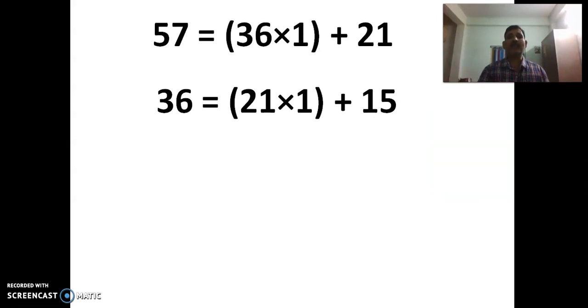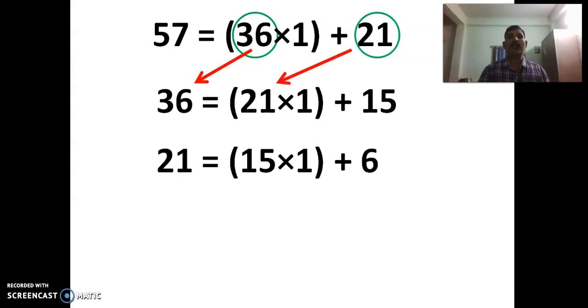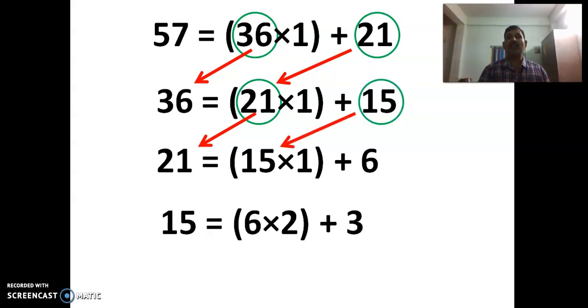How do we write the steps? 57 is equal to 36 into 1 plus 21. Of course, here 21 is the remainder which is not 0. So what we are doing here is 36 is taken as the dividend and 21 is taken as the divisor, and again the process of division is continued. 36 is equal to 21 into 1 plus 15. Again, because the remainder is not 0, we continue with the process. 21 is the dividend and 15 will become the divisor. So 21 is equal to 15 into 1 plus 6.